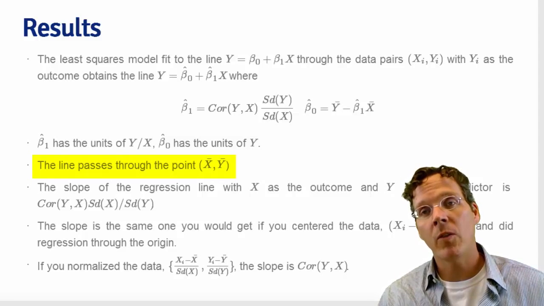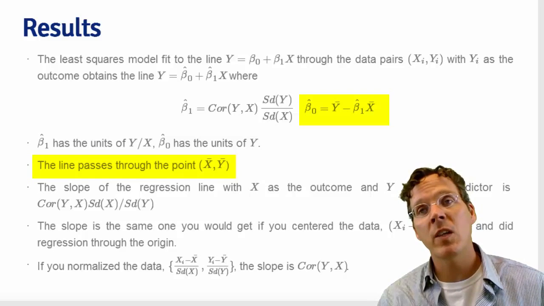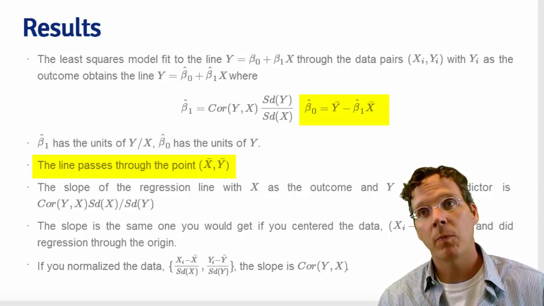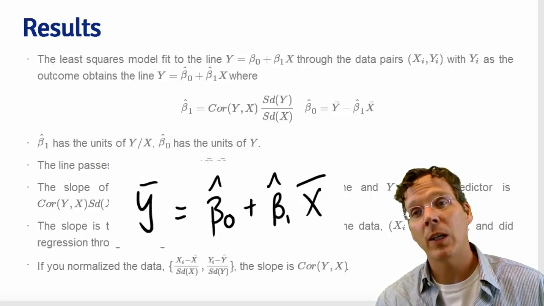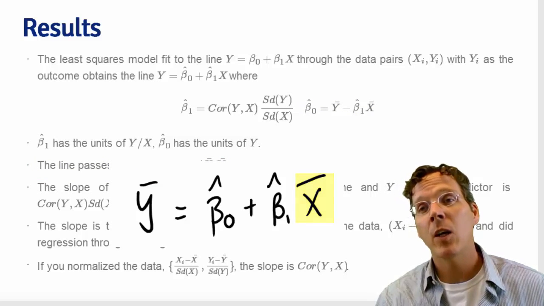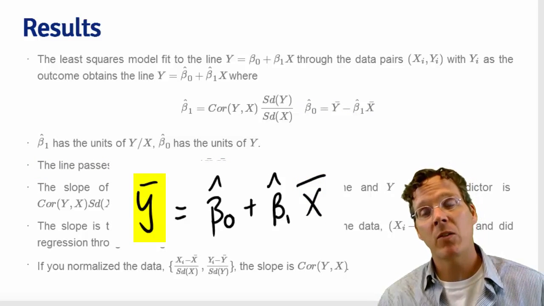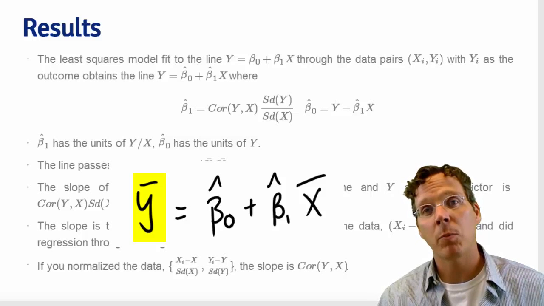Another important point is that the line always passes through the point x bar, y bar. We can see that from the equation for the intercept. If we rearrange it, we simply get y bar equals beta naught hat plus beta 1 hat x bar. So if we plug x bar into our equation for the fitted line, we get y bar out, which means that the line has to pass through the point x bar, y bar.